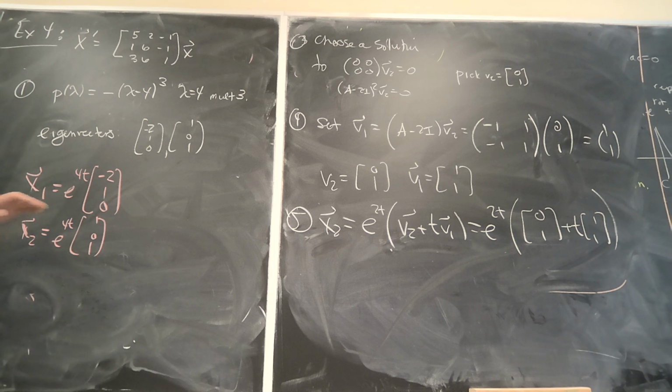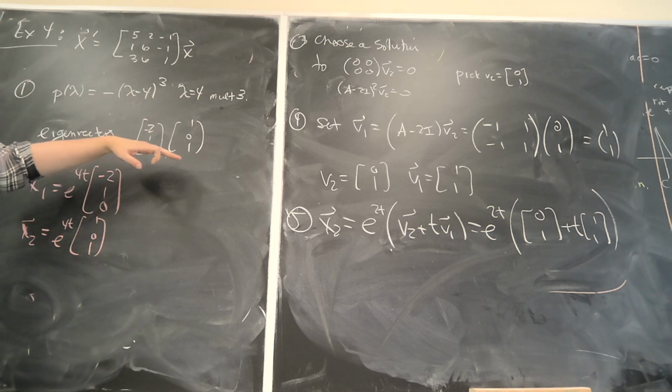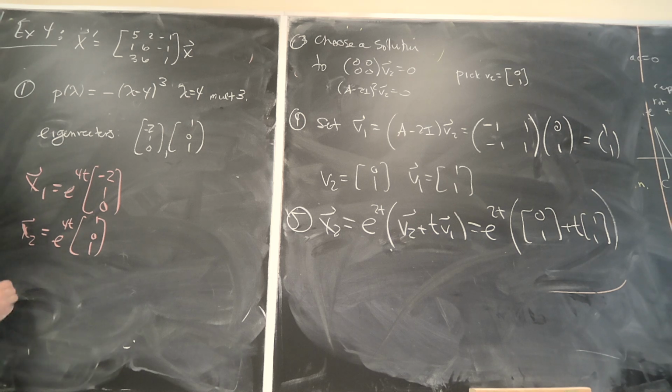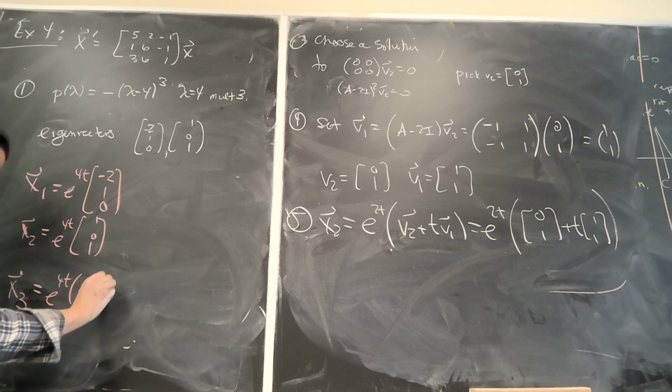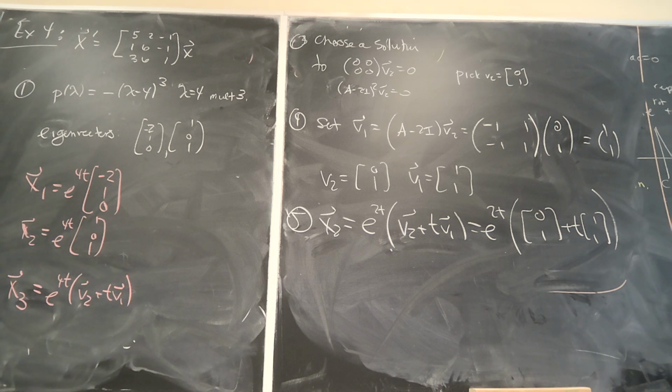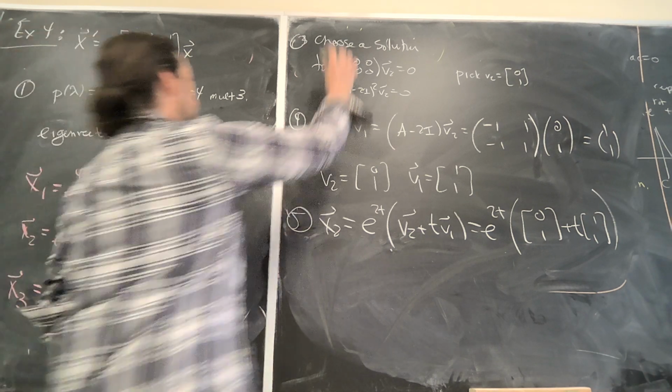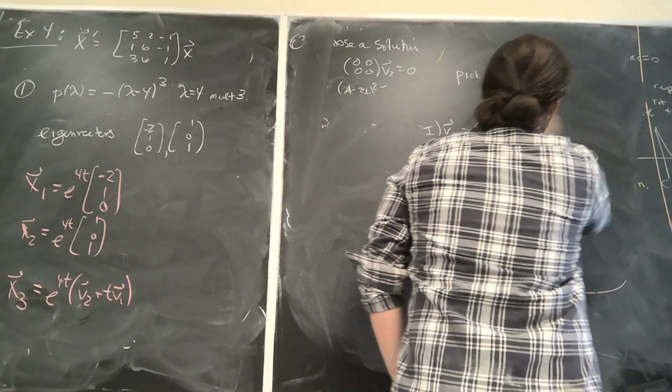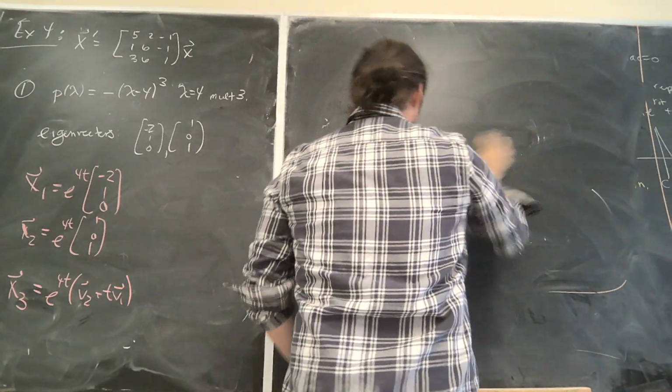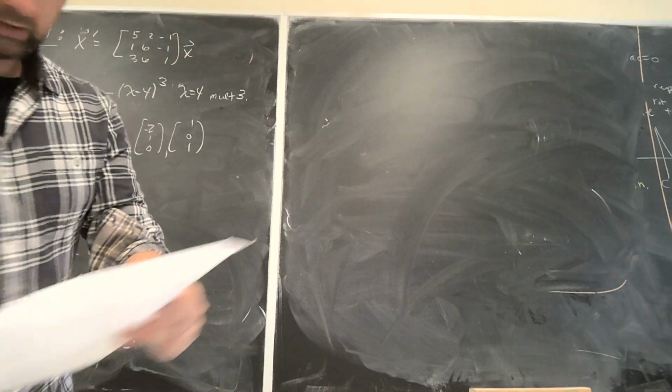The algebraic multiplicity of this was 3. I only have 2 eigenvectors, which means I'm going to have to use one generalized eigenvector. So this solution is going to look like e to the 4t times v2 plus t times v1. Exactly the same as the 2x2 case. I was missing a solution, so I make one by doing the generalized eigenvector trick. And at that point, you just do the same thing as before. This isn't all that exciting, but I'll work through the math anyway.